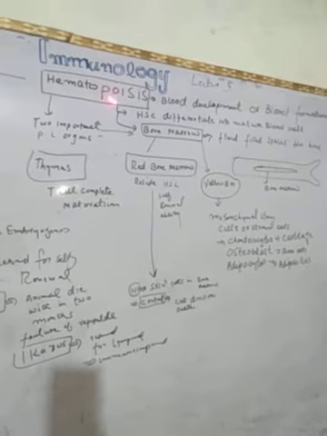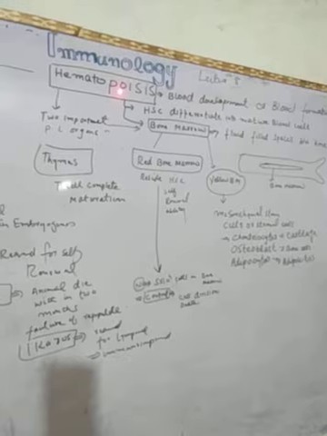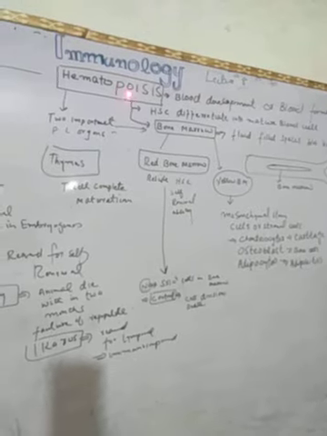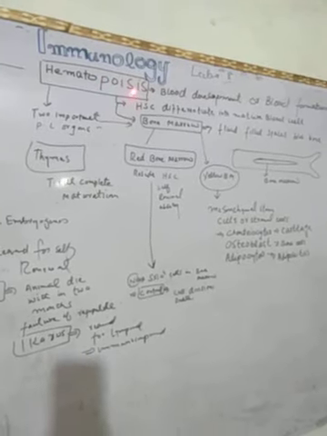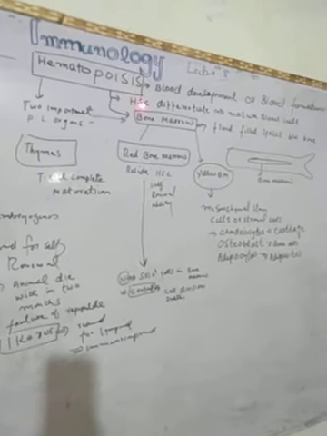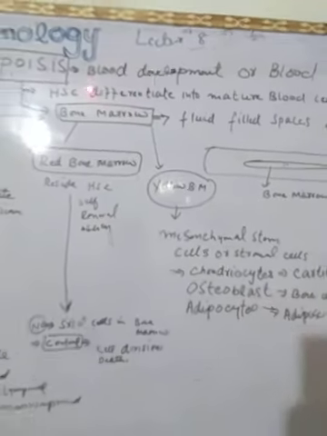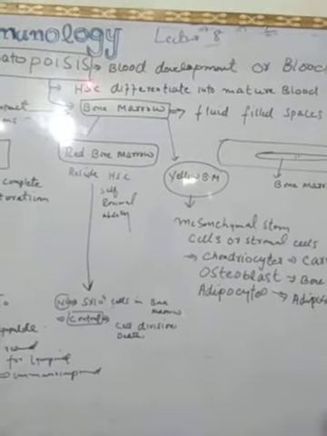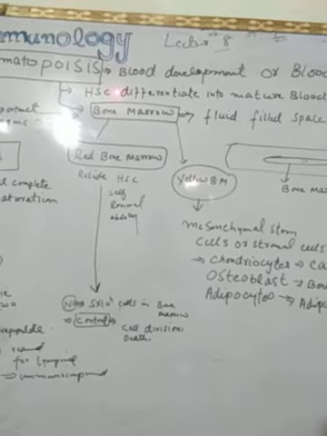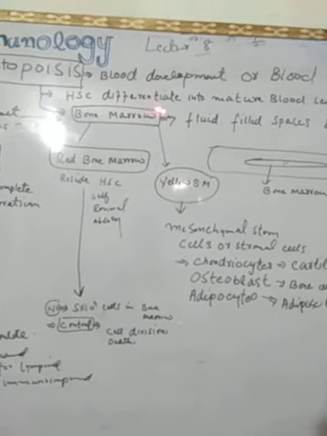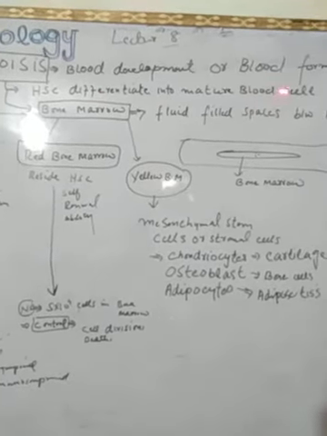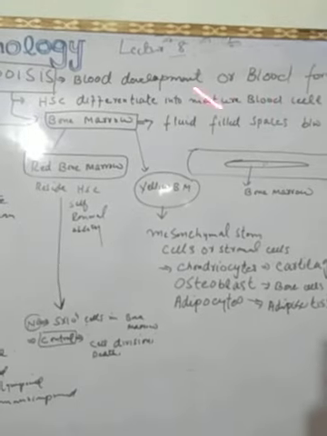Hematopoiesis, second lecture. In the previous lecture we discussed what hematopoiesis is. Hematopoiesis is the process in which the hematopoietic stem cell differentiates into mature blood cells. The process in which hematopoietic stem cell differentiates into mature blood cell is known as hematopoiesis.